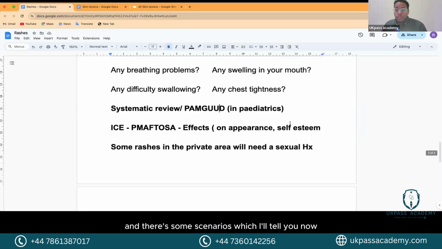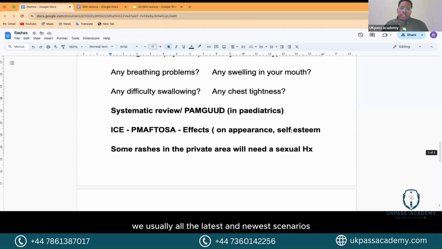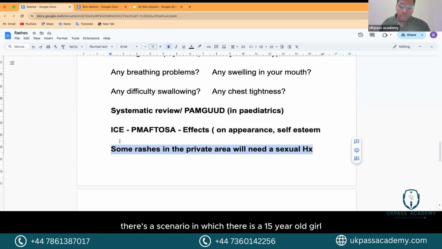And there's some scenarios, which I'll tell you now. We usually cover all the latest and newest scenarios in the 3-day masterclass, we run through them and we also simulate them. But what I'm going to tell you right now is that nowadays there's a scenario in which a 15-year-old girl comes to you with a painless rash. And it looks like genital warts, which is symptomless and viral, right? The main DD is herpes. Herpes tends to be more painful, but this is symptomless.